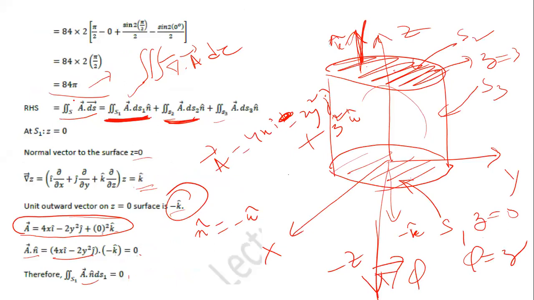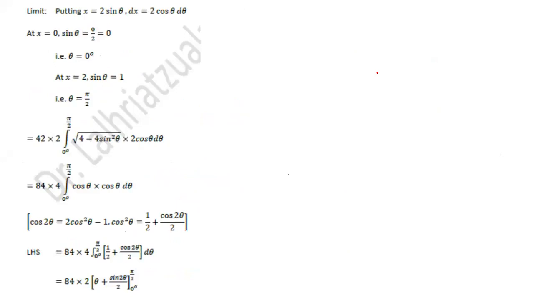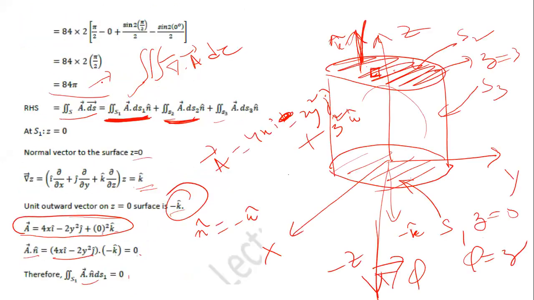This ds2 is a surface element, an infinitesimally small area element here. Now you are summing this ds2 over the whole surface, over the whole circular surface.